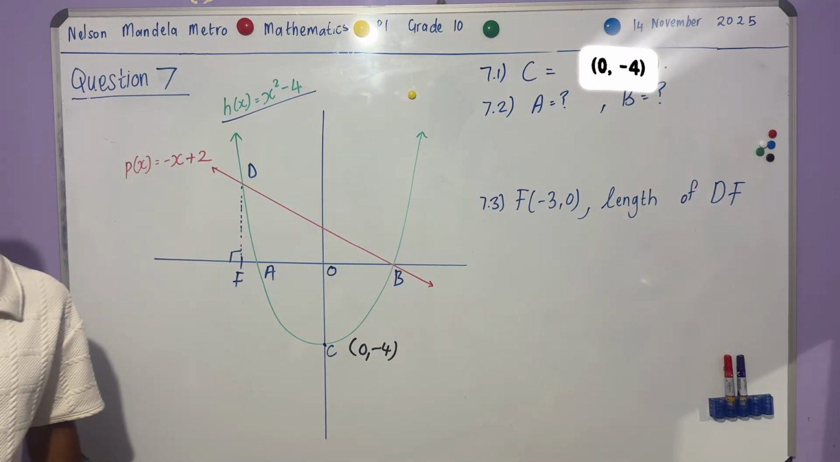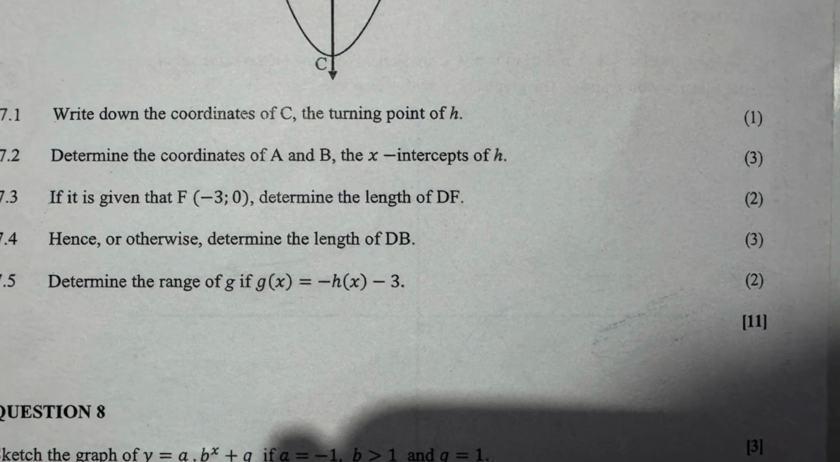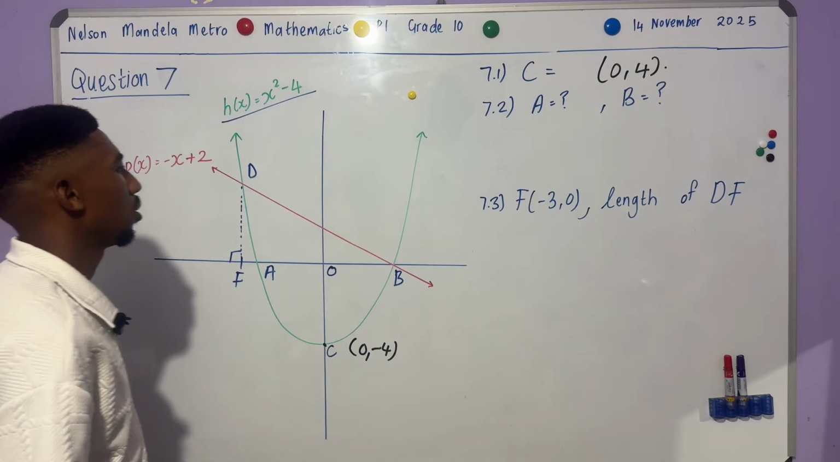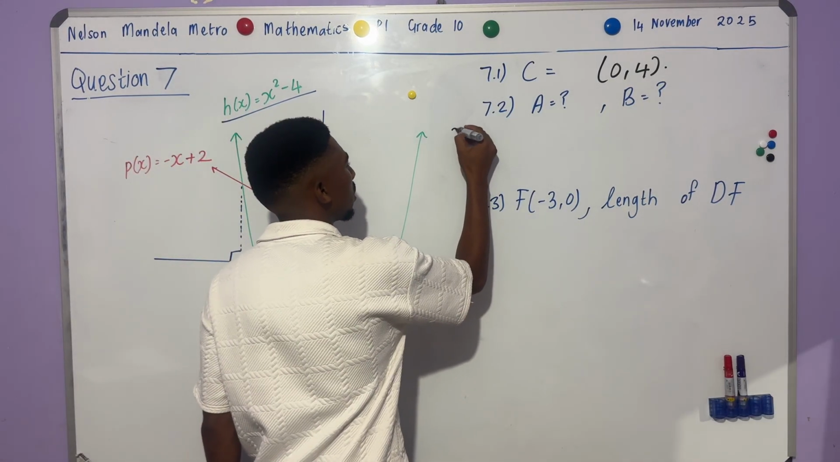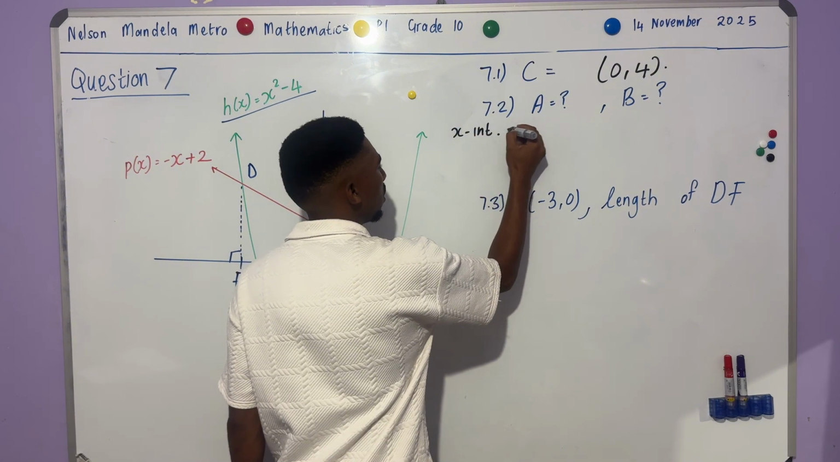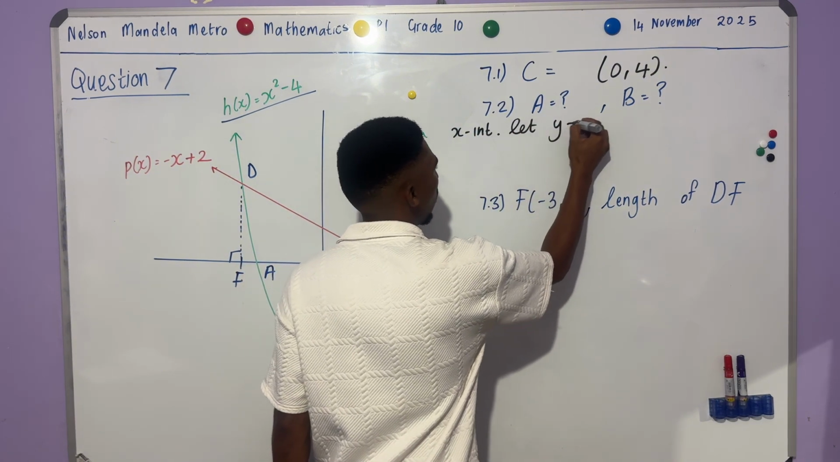Next, 7.2. Determine the coordinates of A and B, which are the x-intercepts of h. Now, when we're finding x-intercepts, we know we let y equal 0.